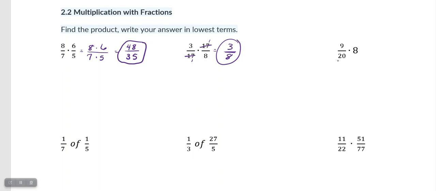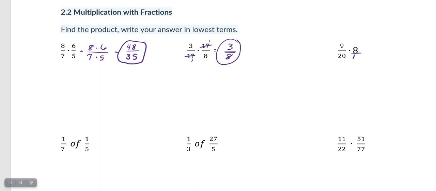Now let's look at the last one. In this row, we have 9 over 20 times the whole number 8. I'm going to put 8 over 1. And then I'm going to look and see if I can reduce anything. Just like we canceled the 17s, I'm going to look and see, 9 is odd, so it doesn't go into 20, and 8's on top too, so I can't cancel across the top or across the bottom. It has to be from top to bottom.